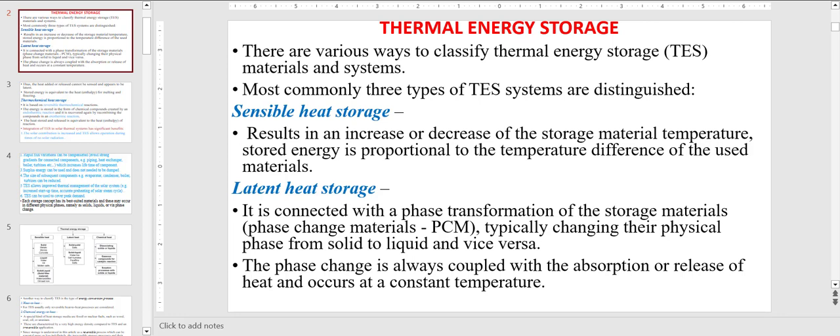A second method is latent heat storage. It is connected with the phase transformation of the storage material. The temperature of the material will not change, but the phase of the material might change, typically changing their physical phase from solid to liquid and vice versa. So when a material changes from solid to liquid form, it absorbs thermal energy, heat, but the temperature will not rise. Instead it will change the phase of the material, transformed into another phase. Thereby, by transforming the phase, energy is stored. This is the second method, which is called the latent heat storage technique.